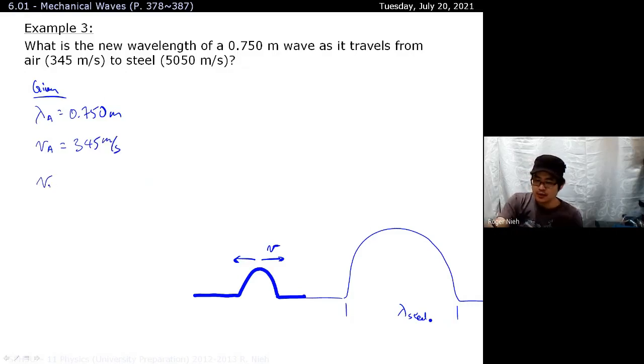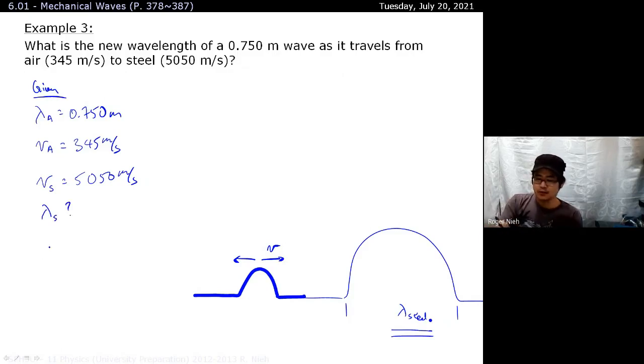Now we're given the speed through the new material. I'll just call it S. I was about to write down B, but we'll just call it S for steel, which is 5050 meters per second. So it's well over 10 times faster. So we should see a significant change. And again, according to the predictions, the wavelength should be a lot longer. And we're trying to find out what the wavelength is through the steel.